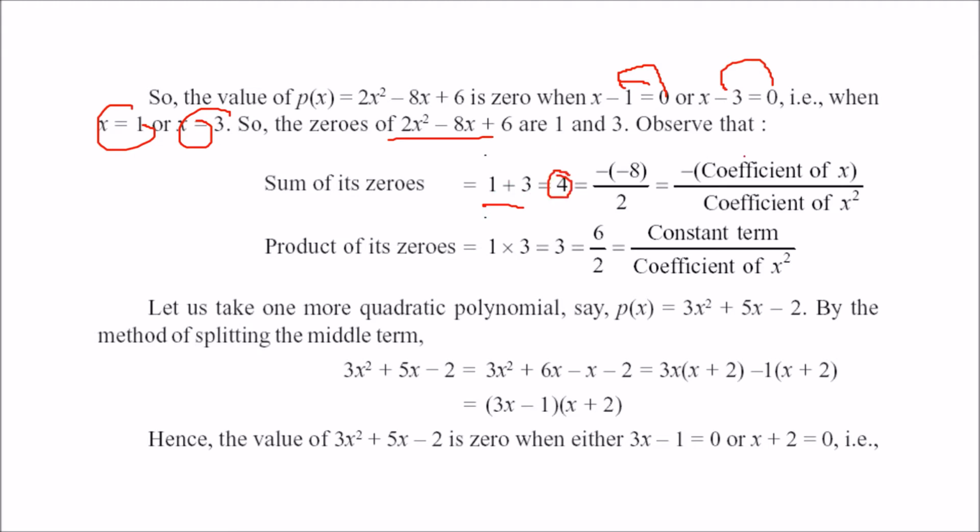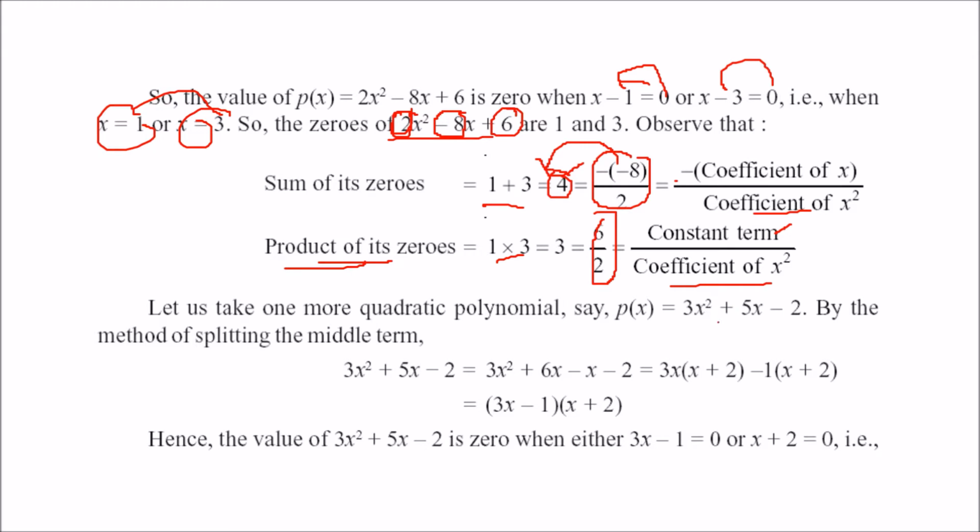And let us also take the coefficient of x, which is minus 8, and divide it by the coefficient of x square, that is 2. Minus of minus 8 by 2, and this is minus of 8 by 2. And you will be surprised that this is exactly the same as the sum of its zeros. Again, product of zeros, that means 1 into 3, that will be 3. Now take the constant term and divide it by the coefficient of x square, 6 by 2. Again, this is 3. So the product of zeros can be written as constant term divided by coefficient of x square.